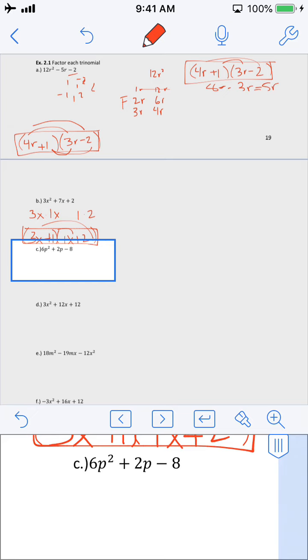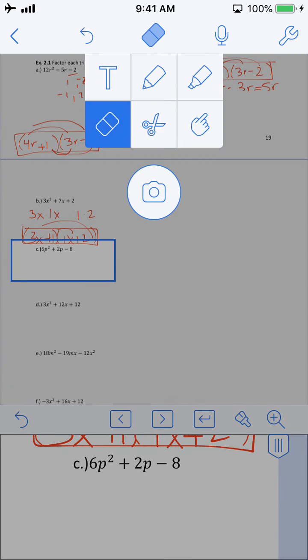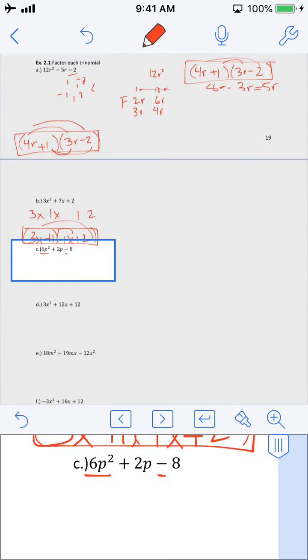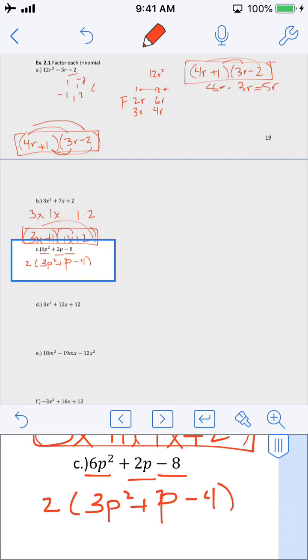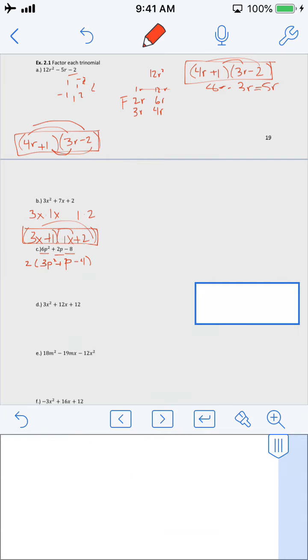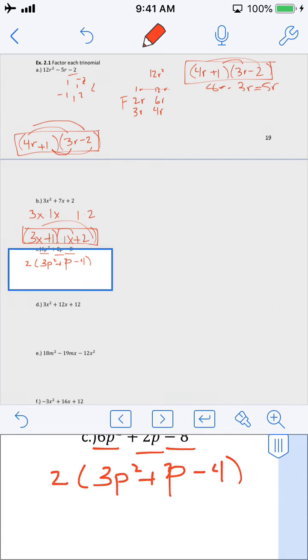Okay, here we have 1p and 6p, or 2p and 3p. Before that, I think I want to make my life easier. I'm noticing that these are all even, because I was about to write a bunch of 2's for the other one as well. So I'm going to take out a 2. 3p squared plus p minus 4. I'm going to do this problem twice, one where I saw that and one where I didn't. I'm going to show you the difference between the two.